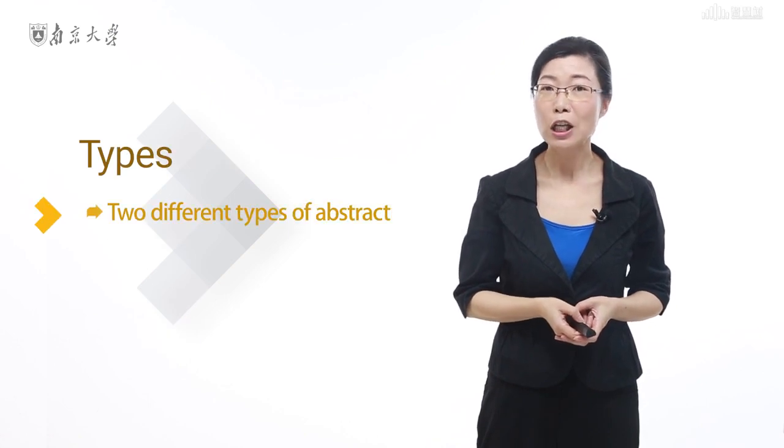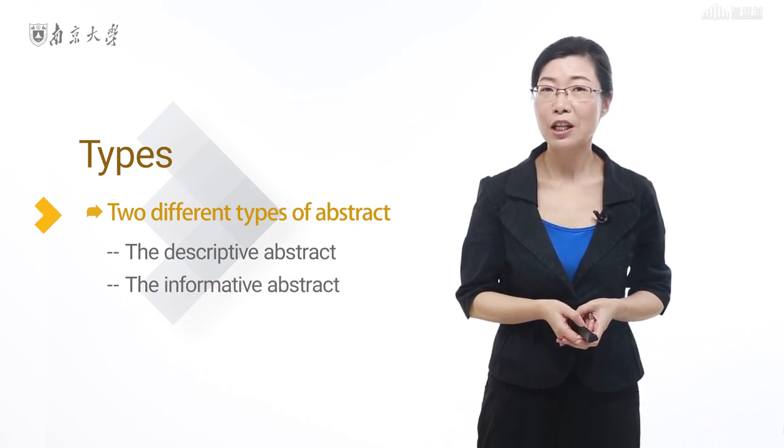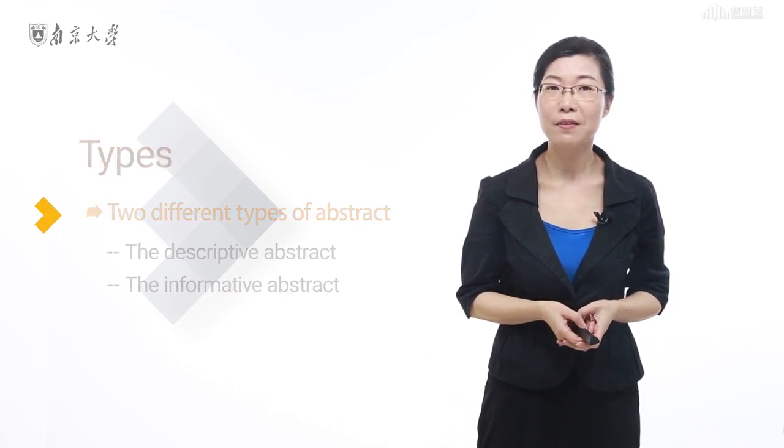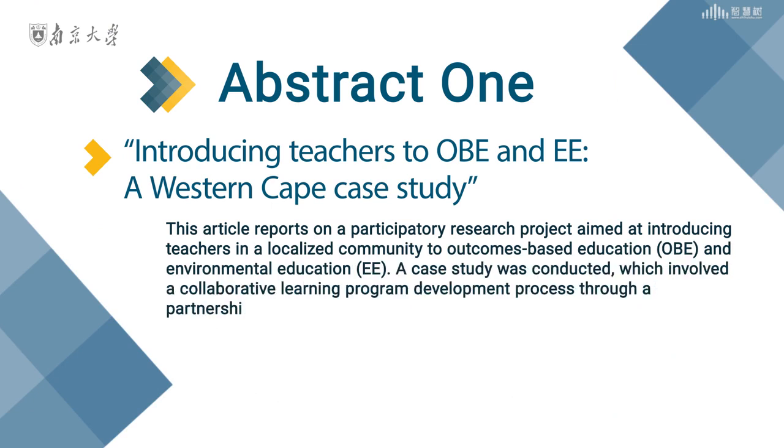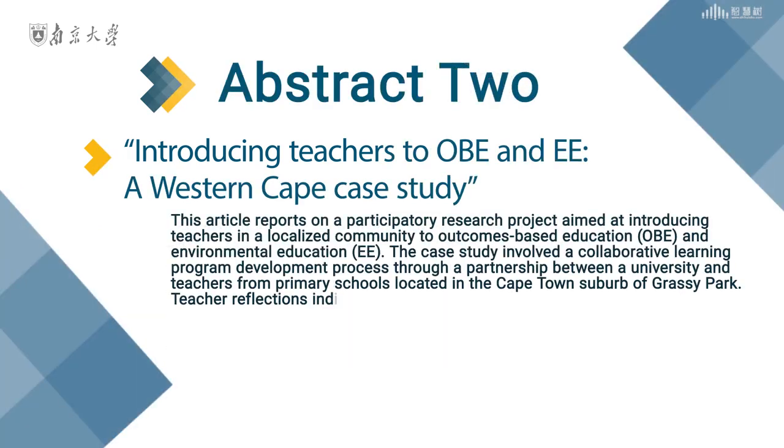There are primarily two different types of abstract, the descriptive abstract and the informative abstract. They have different aims, and as a consequence, they have different components. Please pause the video to read the following two abstracts and consider the major difference between them.